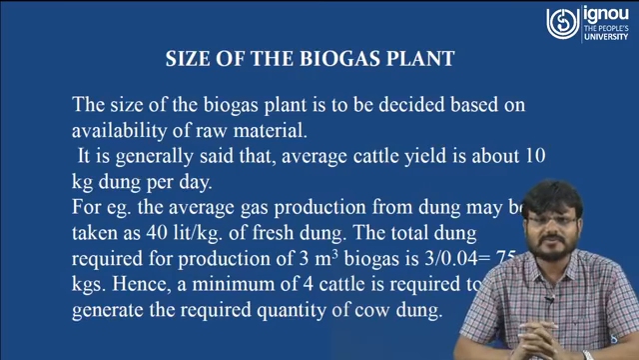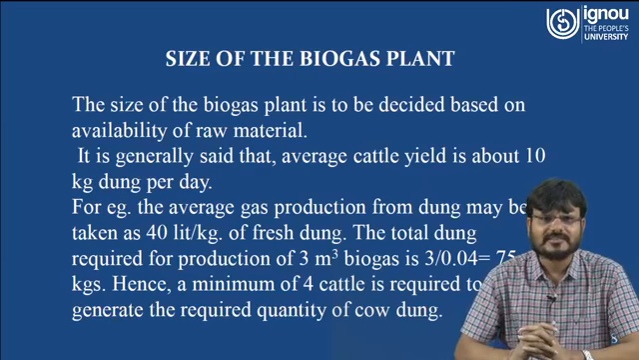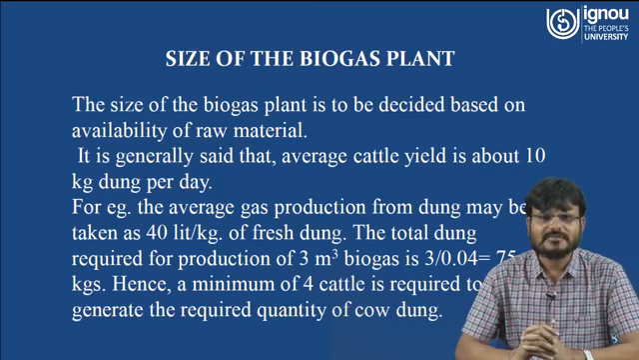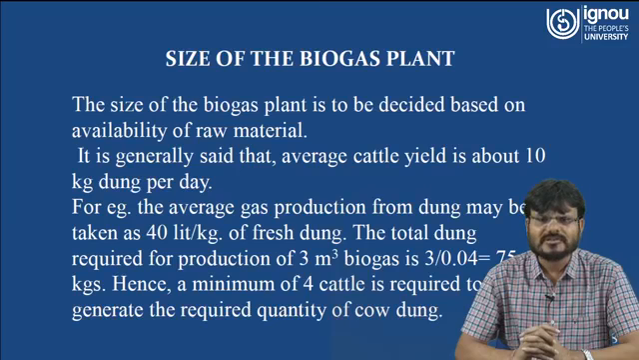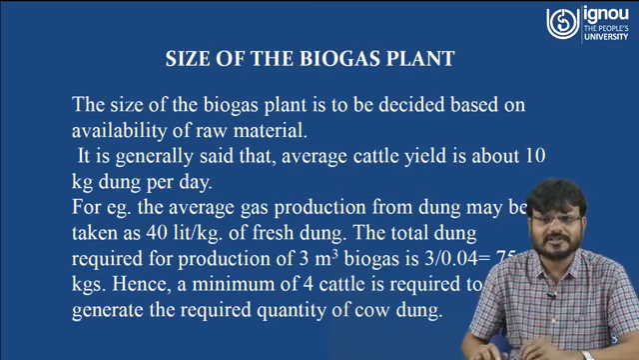Now we have to understand how the size of the biogas plant is decided. The size of the biogas plant is based on the availability of raw material. It is generally said that average cattle yield is about 10 kg dung per day. For example, the average gas production from dung may be taken as 40 liter per kilogram of fresh dung. The total dung required for production of 3 cubic meter biogas is 3 divided by 0.04, that is 75 kilogram. Hence, a minimum of 4 cattle is required to generate the required quantity of cow dung.